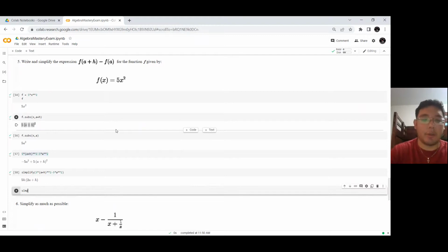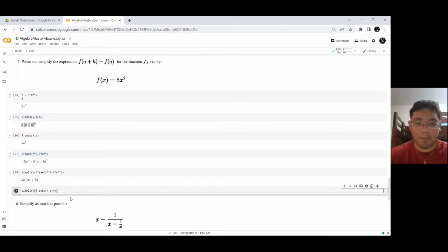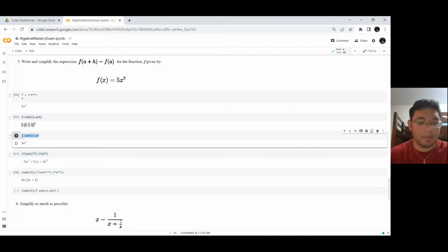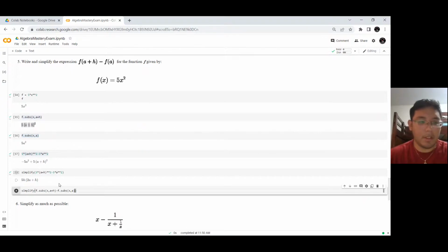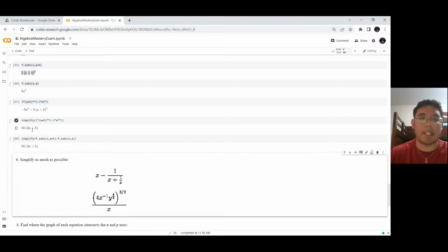We can write first that we want to simplify, and what do we want to simplify? Well, we want to simplify the difference between substituting for a plus h minus substituting for a. So we can actually just write inside the simplify that computation. So in this case, we're simplifying f substituting x for a plus h. So this is f of a plus h minus f of a, which is what the subs is doing. So if we run this, we should get the exact same value.